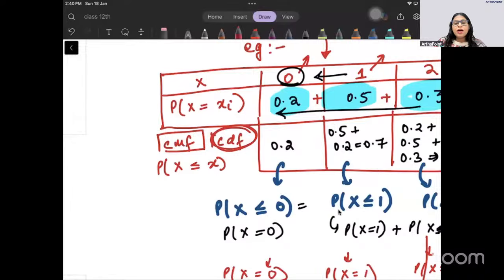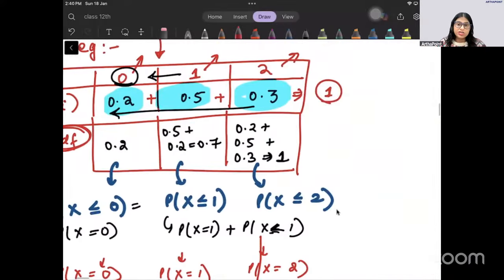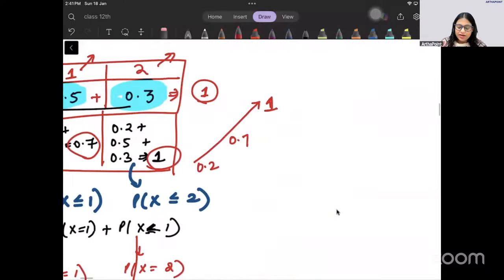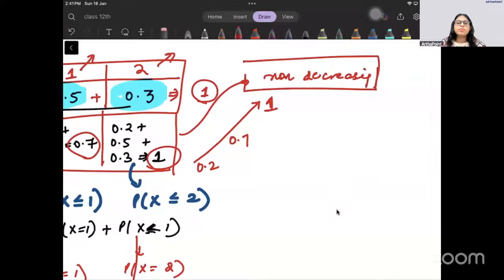Okay. अब cumulative mass function या distribution function की एक बहुत interesting property है, because we are adding probabilities next level पे. यहां पे 0.2 था, 0.7, 1. So you see it is more and more, 0.2, 0.7, 1. It means that we can say it is non-decreasing. It is non-decreasing. ये कम नहीं हो सकता.